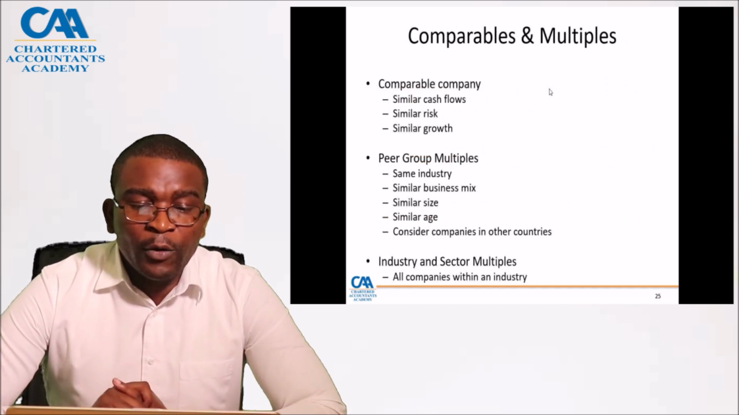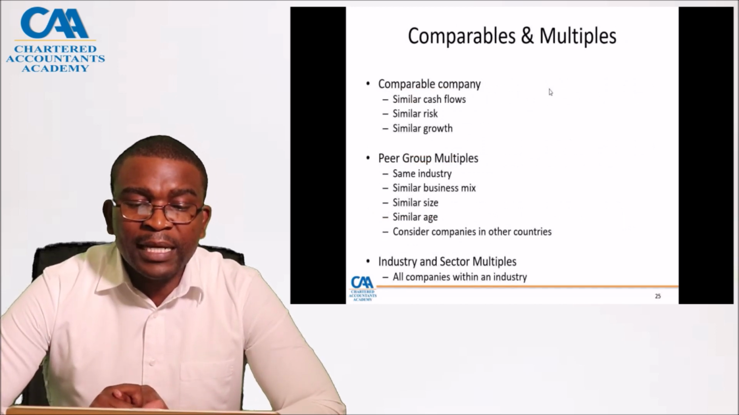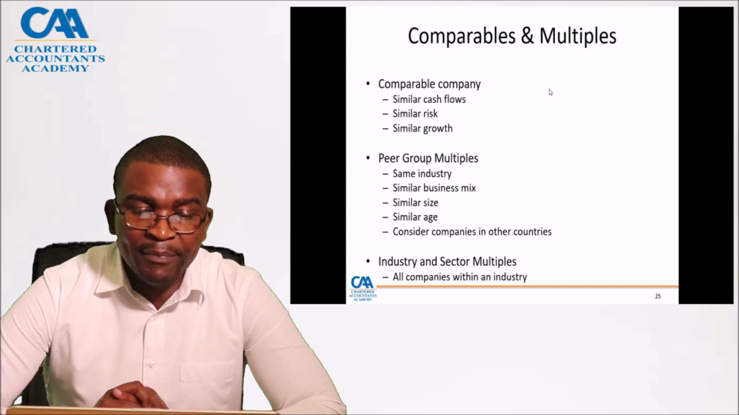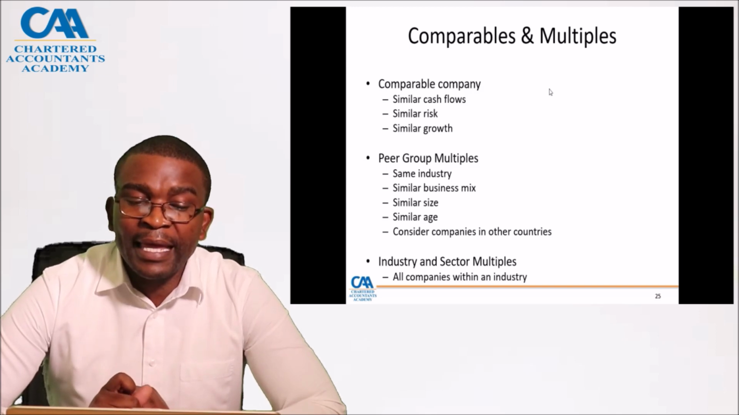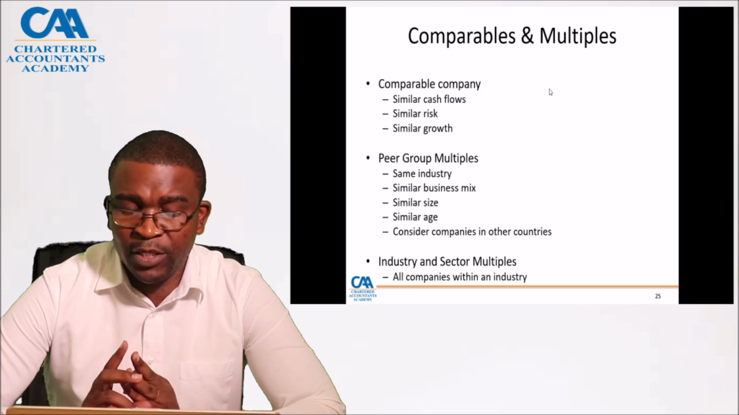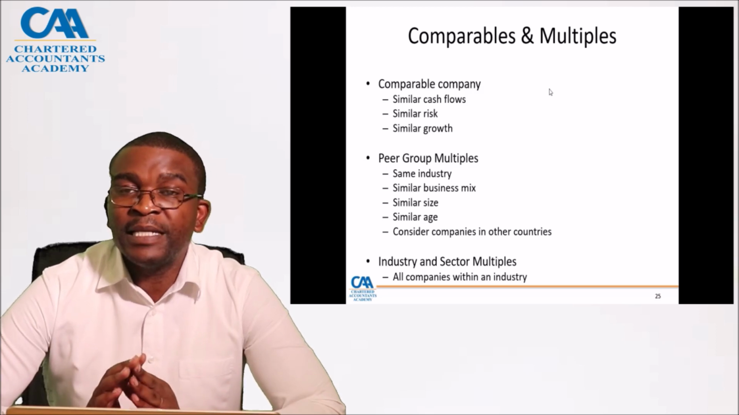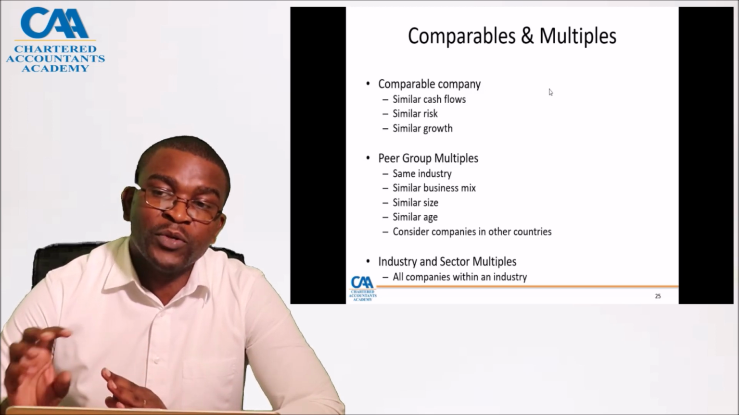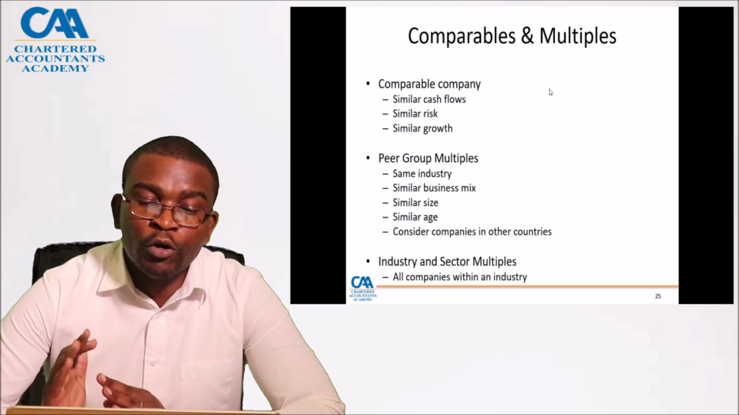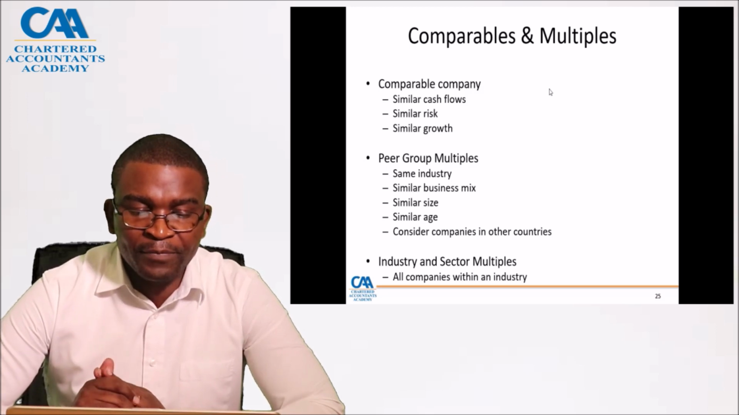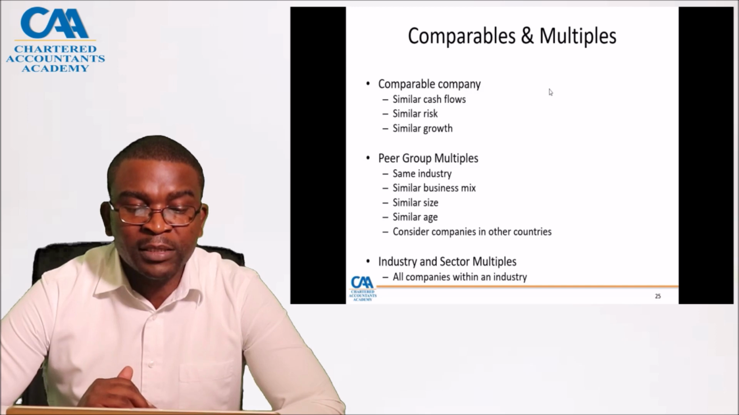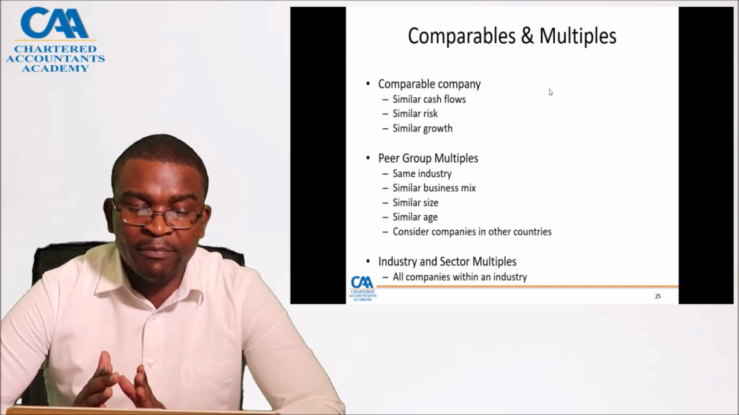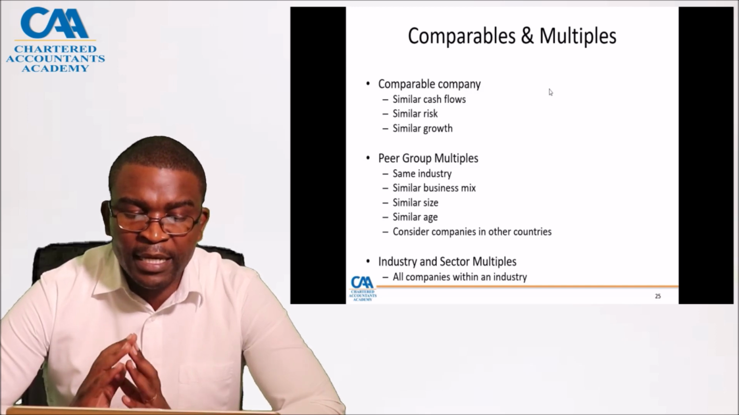So when you look at what company you can use as a comparable company, it should have similar cash flows, similar risk, and similar growth. However, sometimes it's not easy to find. So when you're comparing between two companies, the closest one is the one that you're going to take. You also can use peer group multiples, which is same industry, similar business mix, similar size, similar age.